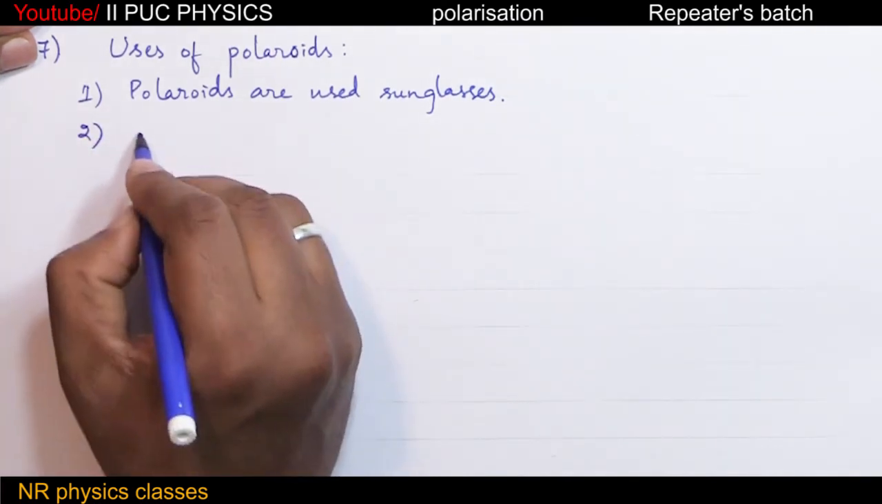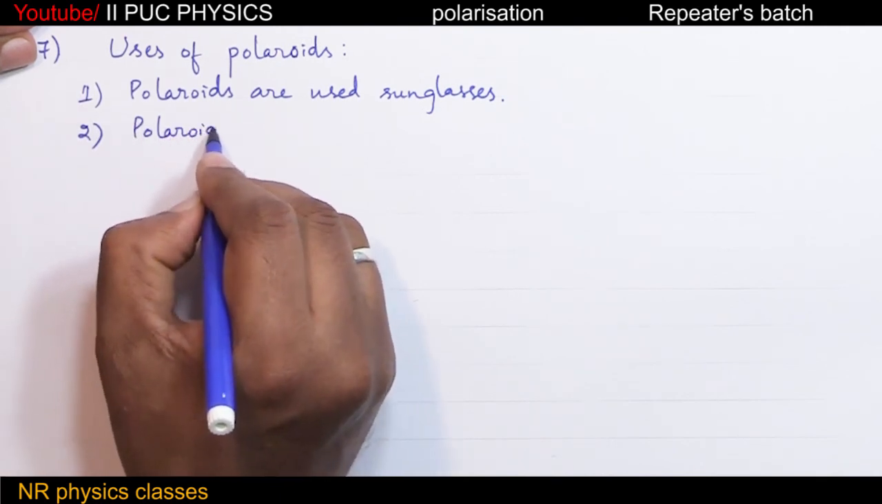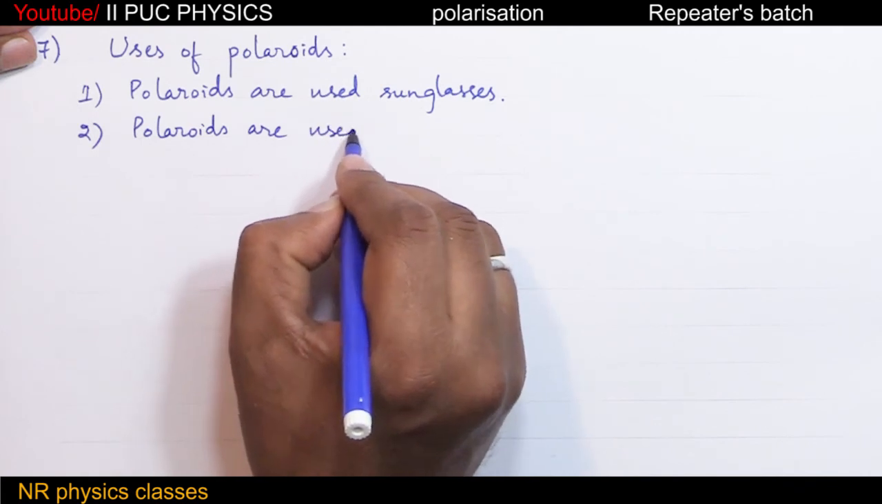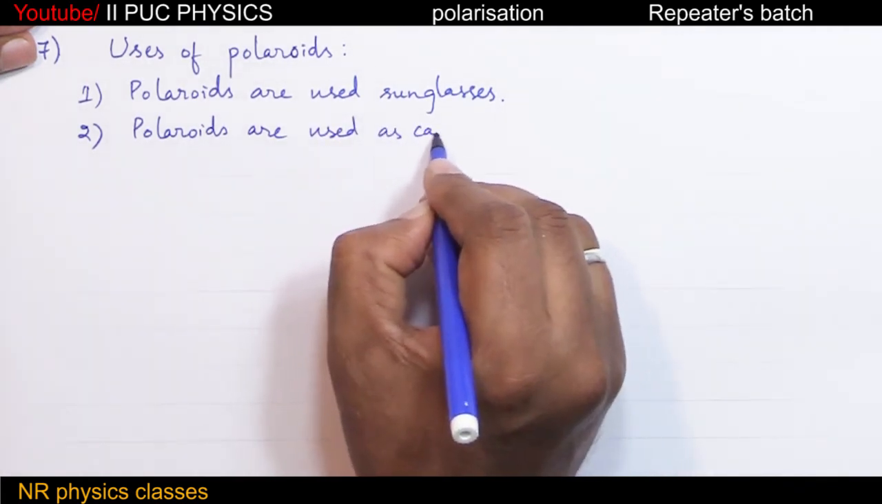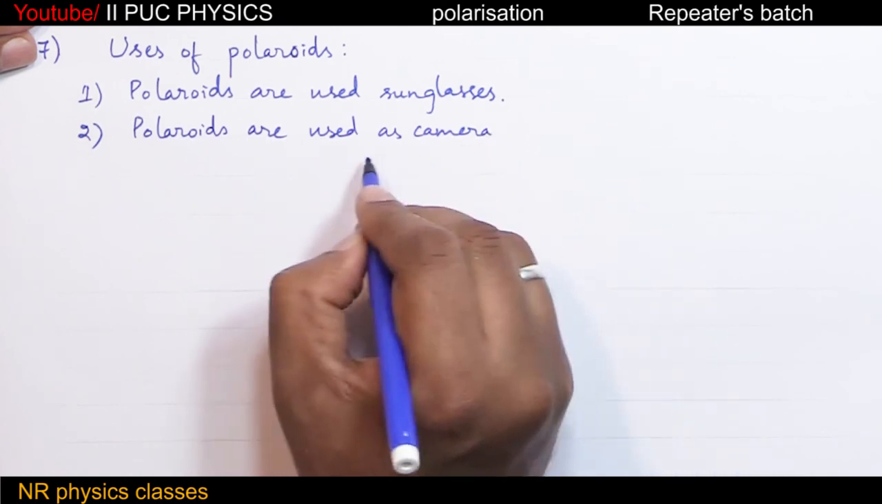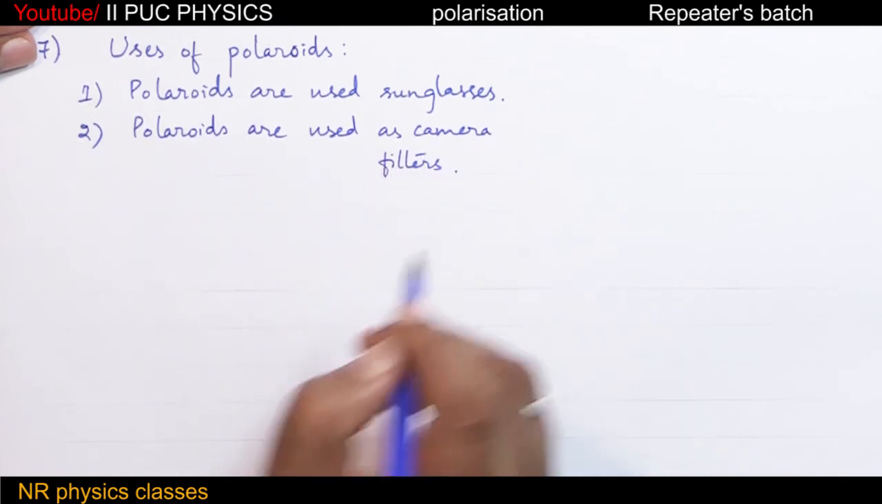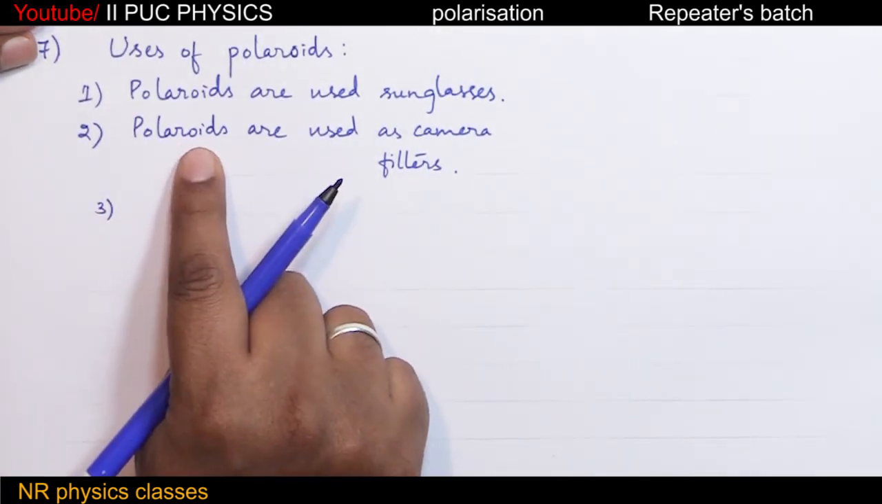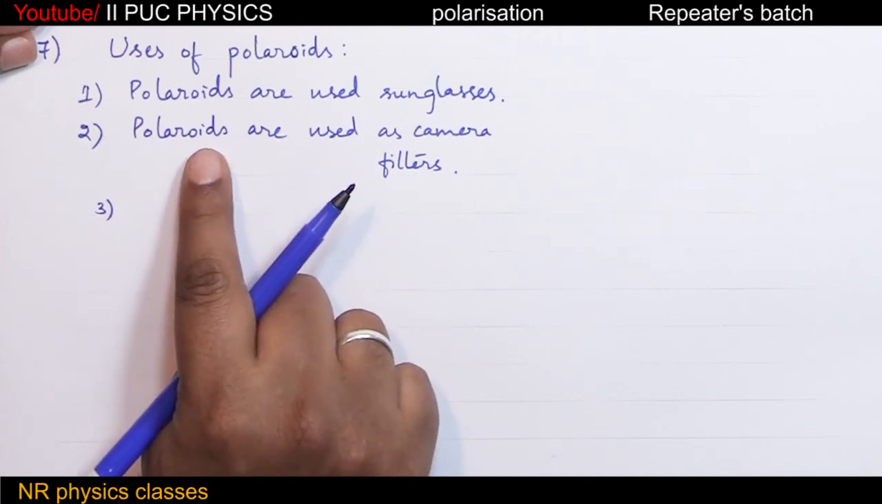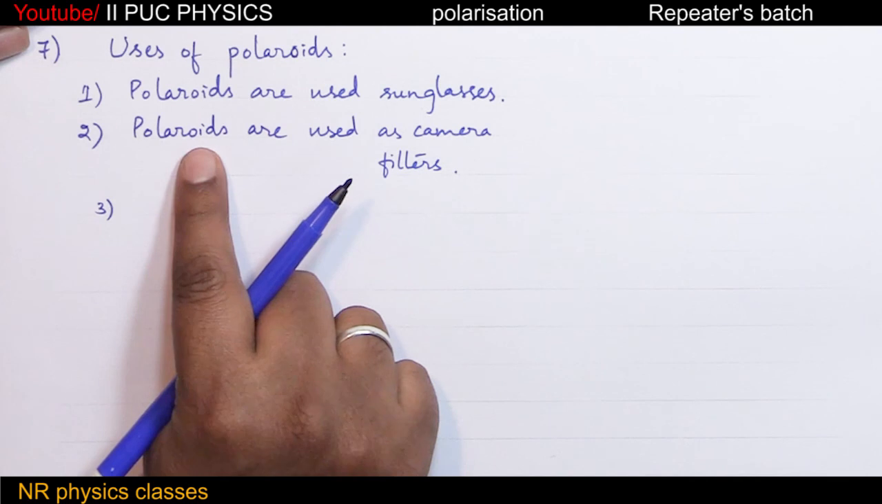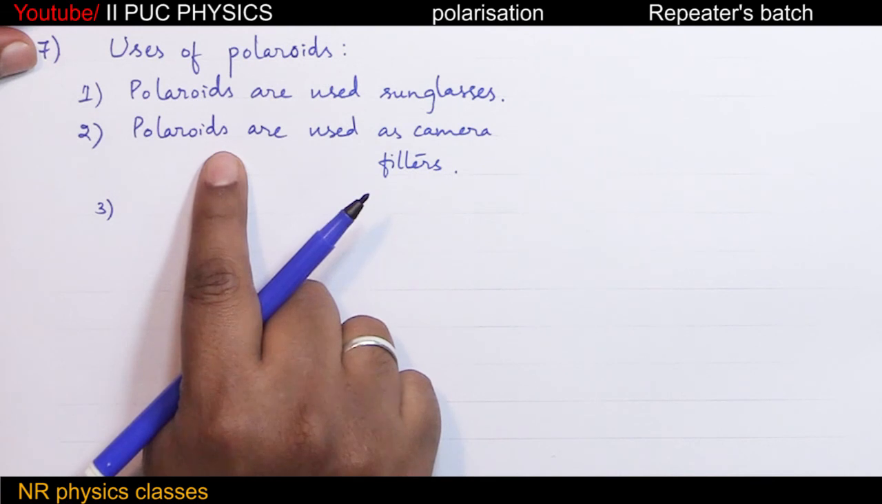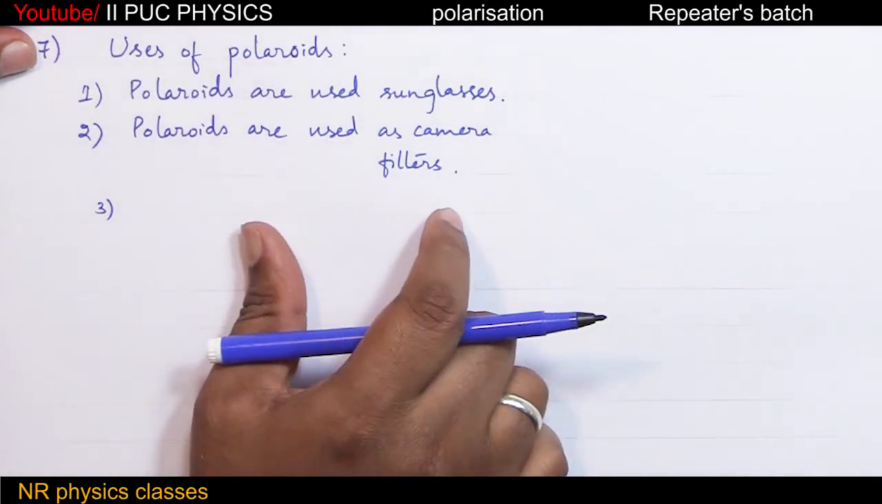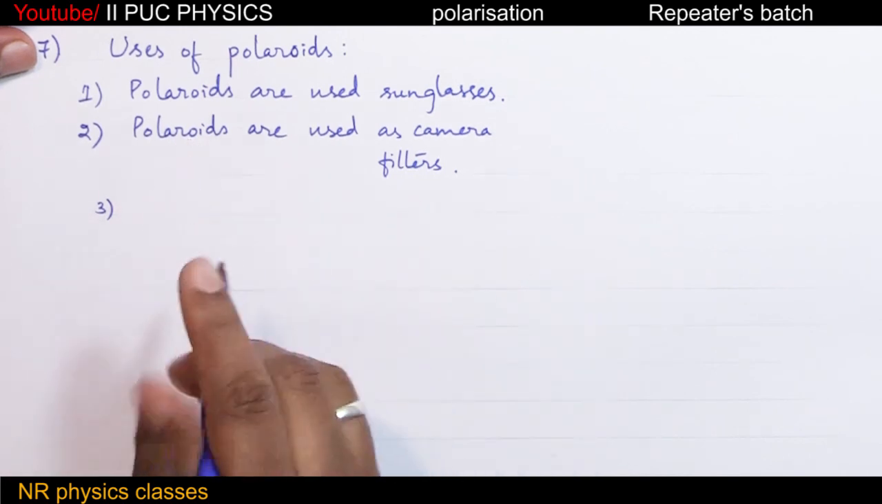Second, they are used as camera filters. Third, polaroids are used in a polarimeter, which measures optical activity. Students, you might have heard about optical activity in organic chemistry, right? Levorotatory, dextrorotatory. So that instrument is called a polarimeter. In that polarimeter, they use polaroids.